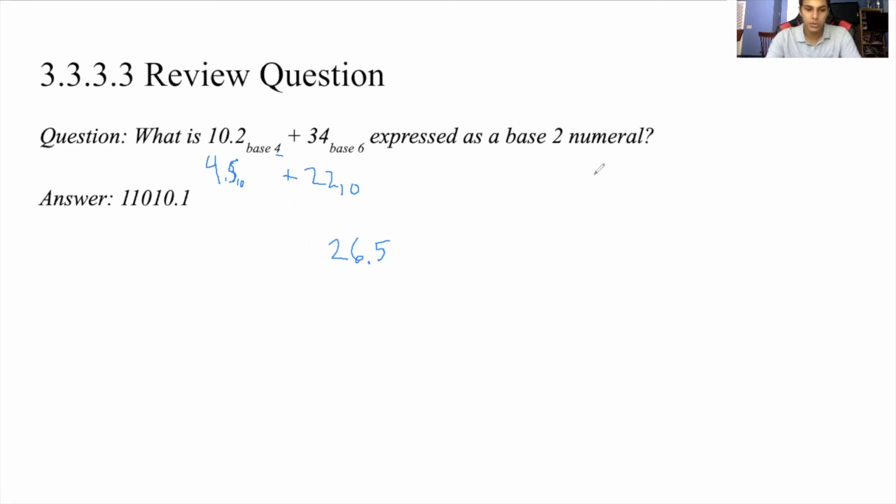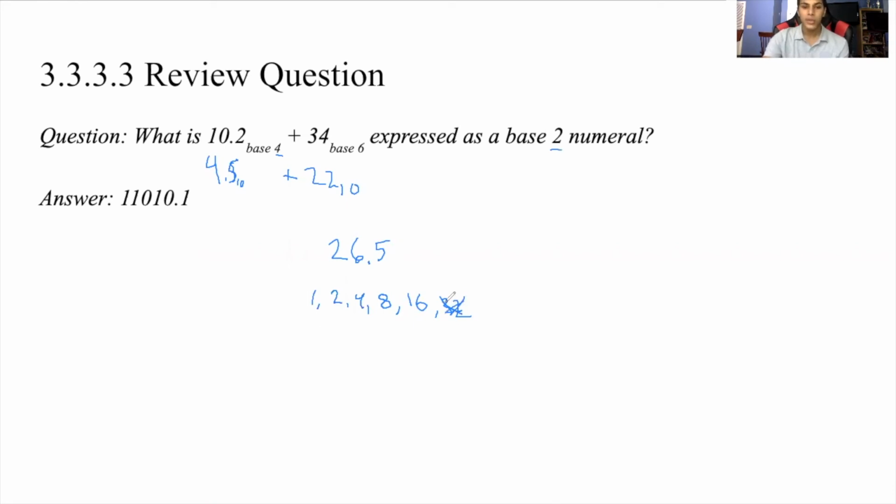So basically, what we need to do is figure out all the powers of base 2, or all the powers of 2 that could go into this. So we'll start with 2 to the power of 0, which is 1. Then we have 2 to the power of 1, which is 2, 2 to the 2, which is 4, 2 to the 3, which is 8, and 2 to the 4, which is 16. And then we have 2 to the 5, which is 32. And we can stop at 32 because 32 is bigger than 26.5. So 26.5 is not going to be divisible by 32.